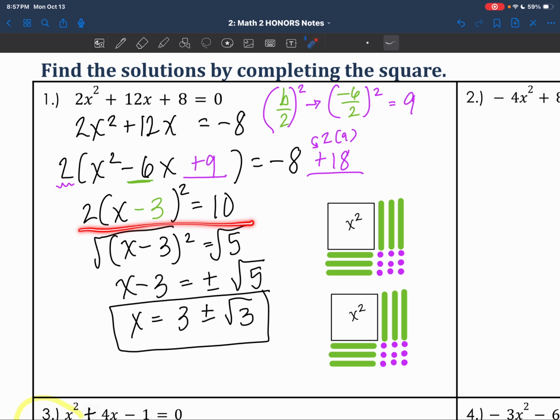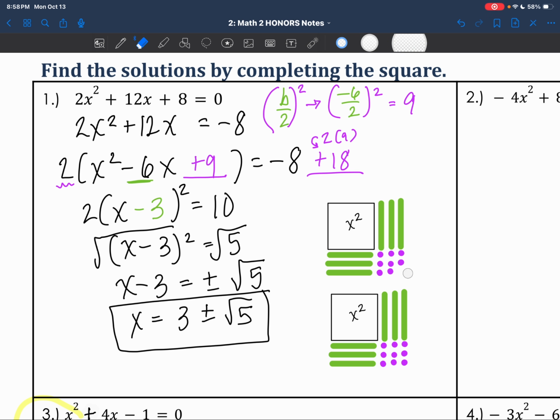Now once we have this part, we can go ahead, divide both sides by 2, and you'll get x minus 3 squared equals 5. Then take the square root of both sides. You'll get x minus 3 equals plus or minus square root of 5. And then add 3 to both sides, and you'll get x equals 3 plus or minus square root of 3, I think I meant to write. Sometimes when I do this pretty fast, I write the wrong thing. There you go.